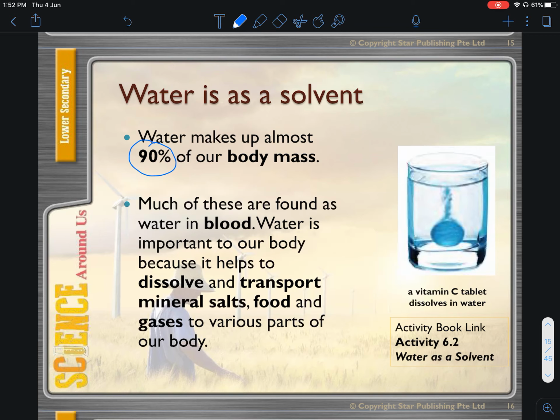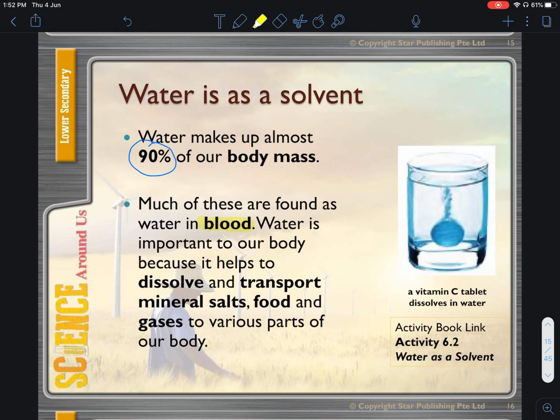Another thing is, where is most of this water found in your body? It's not that when you cut yourself, you realize you are dripping water. No. Instead, all this water is mainly found in blood. Why blood? Because blood has to be fluid enough for you to transport substances around your body. So water is a natural choice.